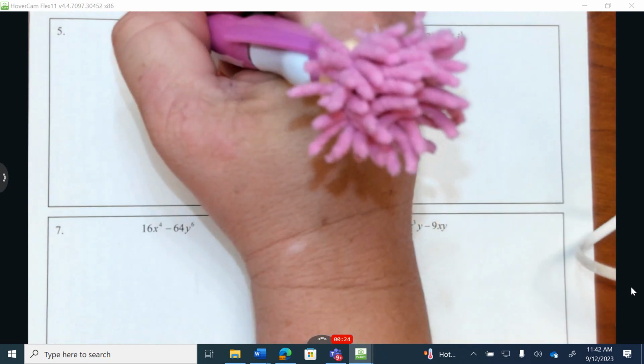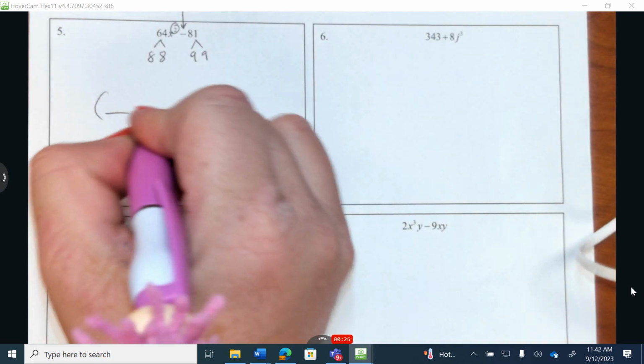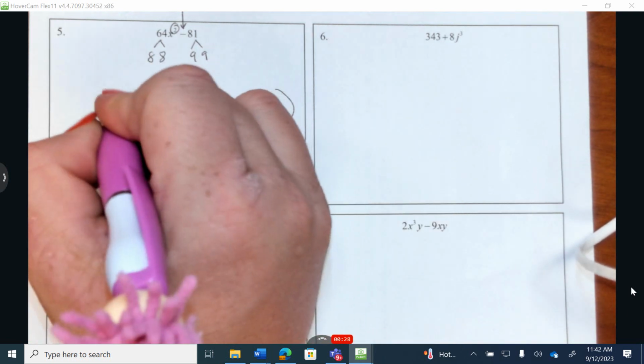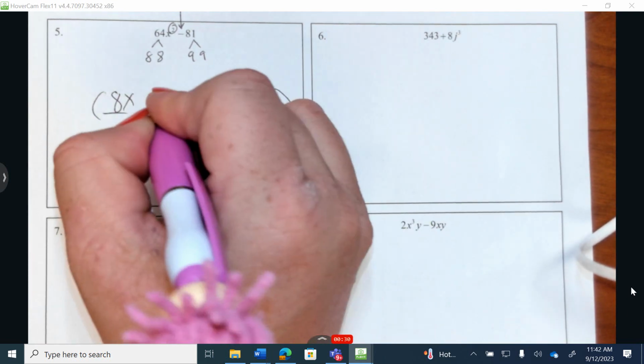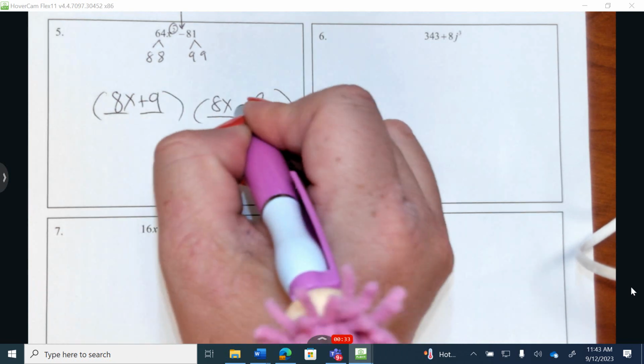This is divisible by 2, and I have subtraction, so I can move forward. 8x comes in front, 9 is in the back, one is addition, and one is subtraction.